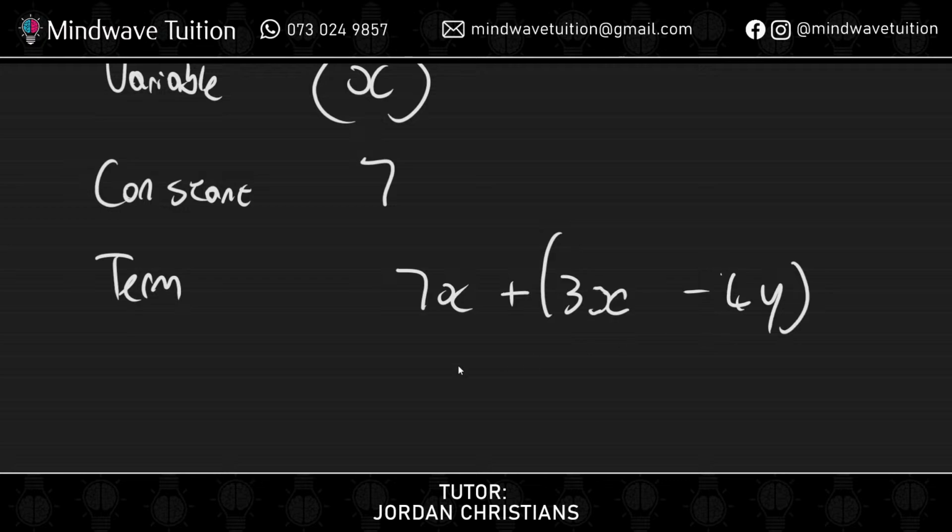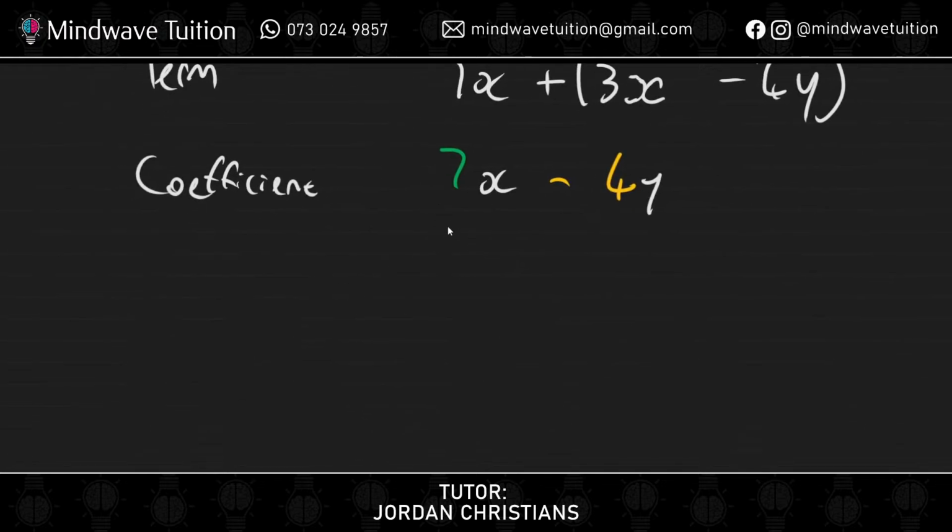So 7x, 3x, 4y, all of these numbers here are called the coefficients, or the coefficient. So the coefficient is just the number in front of your variable. So let's say we have 7x, and let's say we have -4y again. Why not? Okay, so the coefficient of x will be 7, and the coefficient of y will be -4. So importantly, whenever we have a sign and we want to identify the coefficient, it's important that we include that sign.